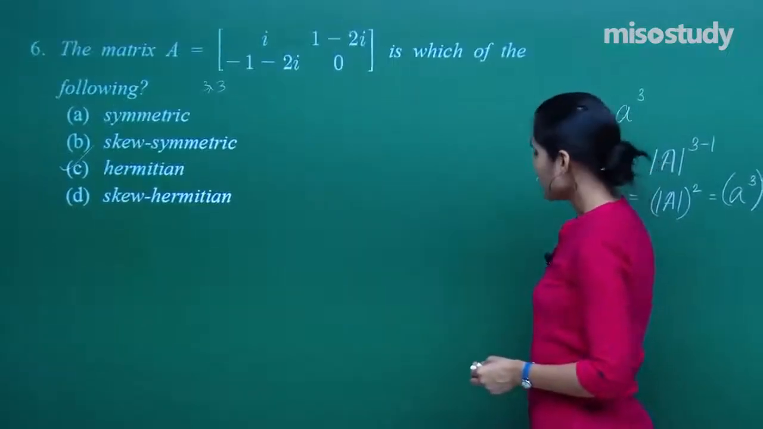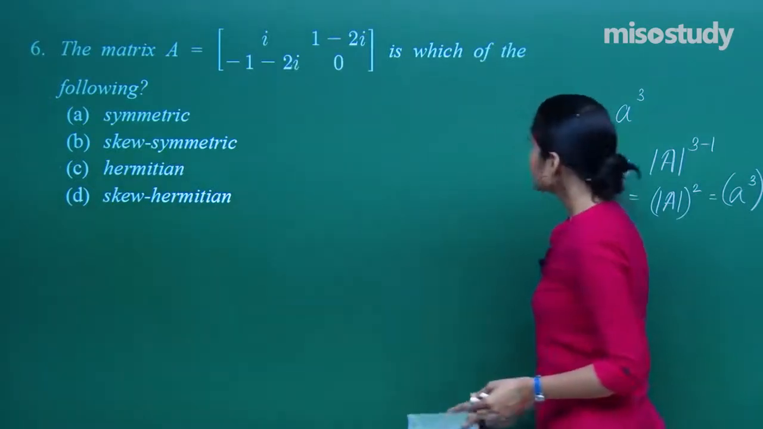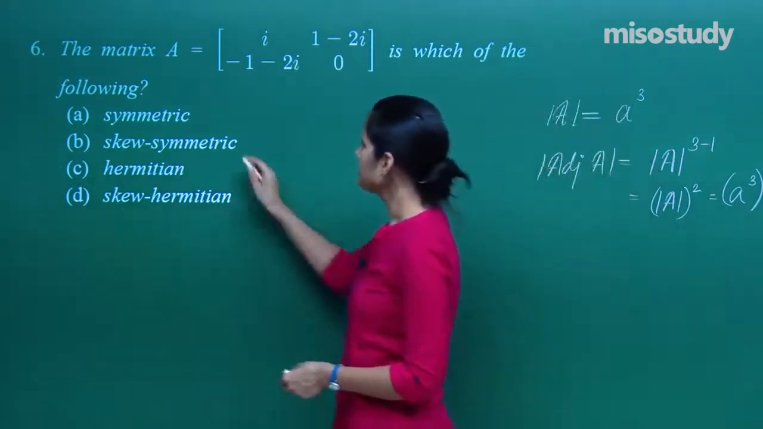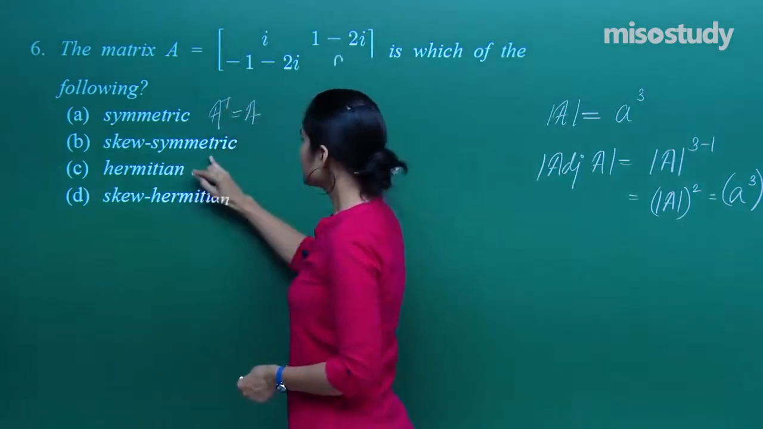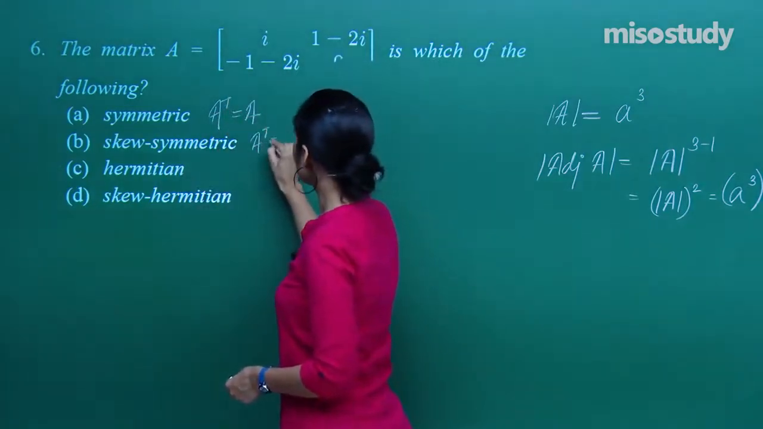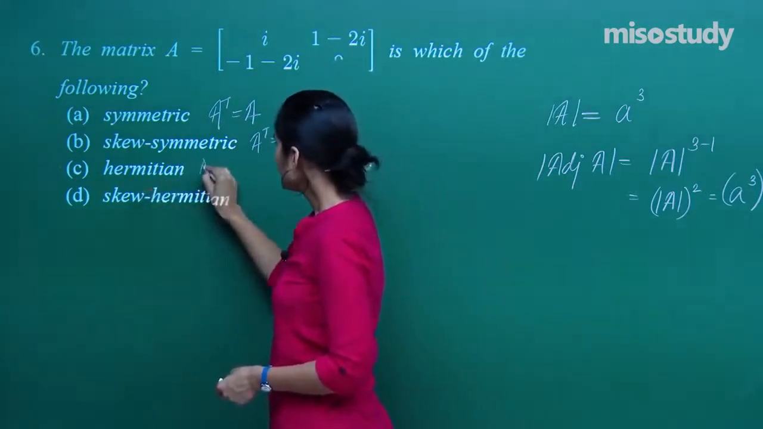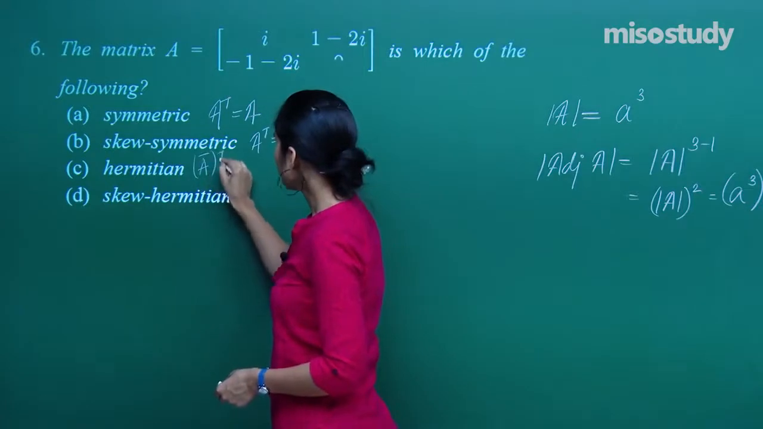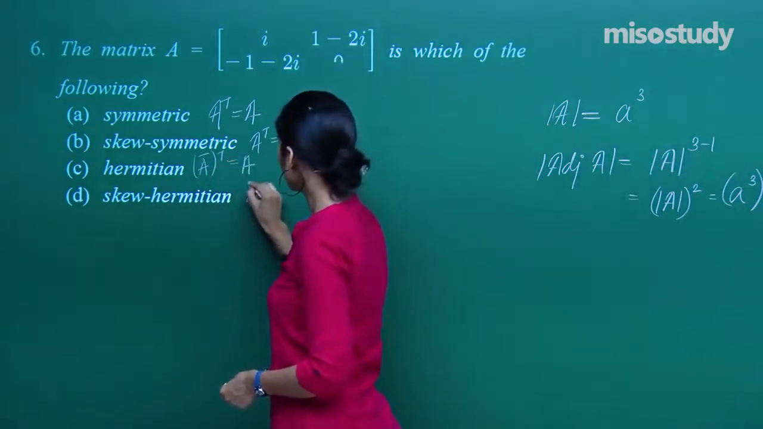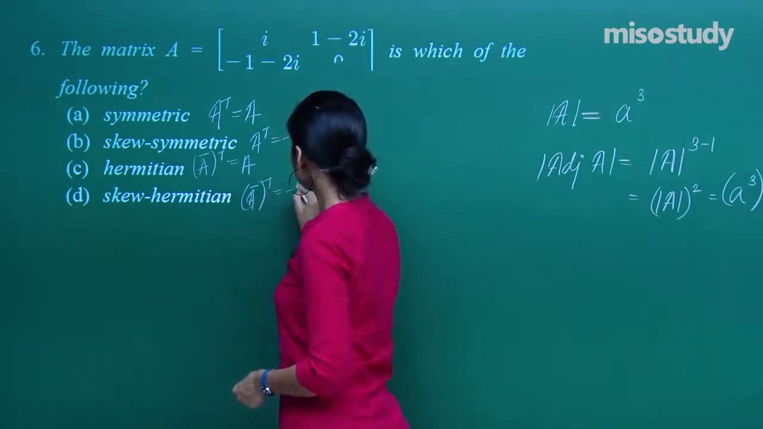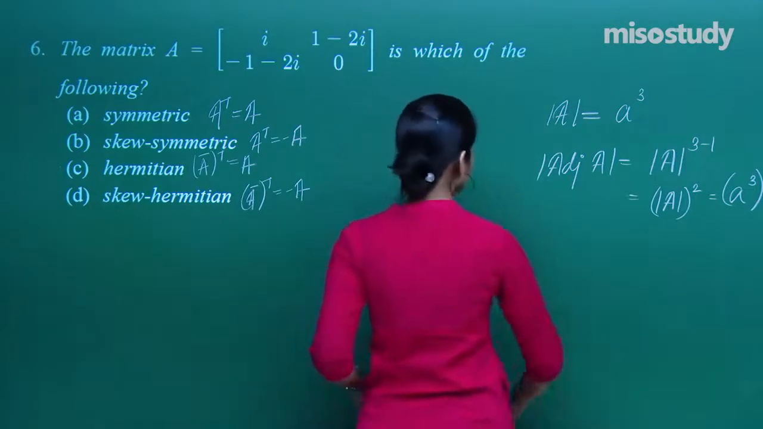Then the next question, we have a matrix. It's been asked, is it a symmetric matrix? That means, is A transpose equal to A? Is it skew symmetric? That means, is A transpose equal to minus A? Is it Hermitian? That means A conjugate transpose is A. Or is it skew Hermitian? That is A conjugate transpose is minus A. What is true for this particular matrix?